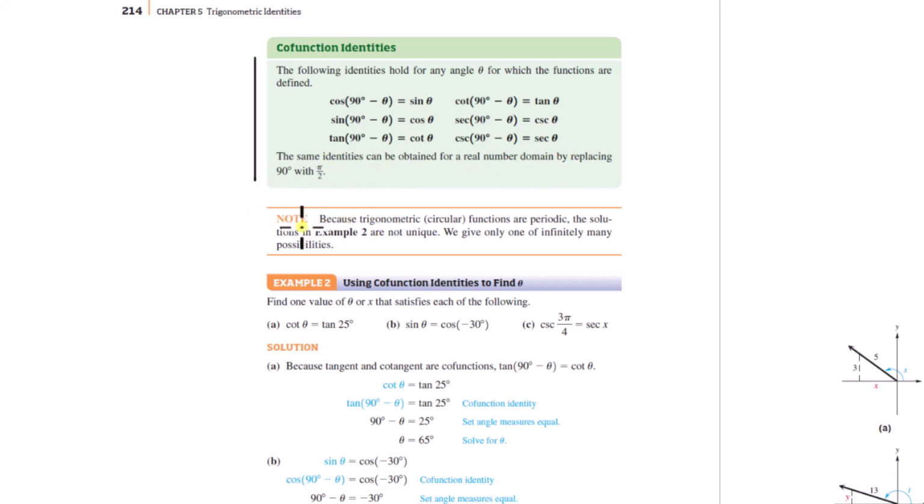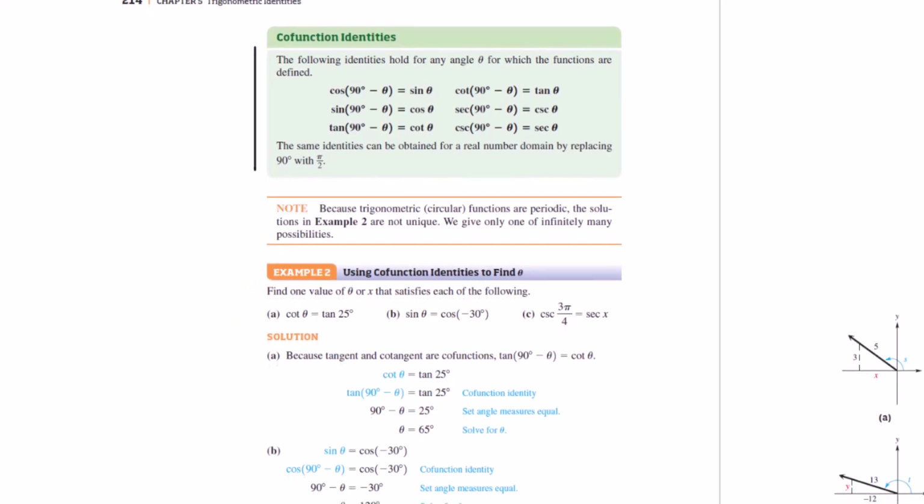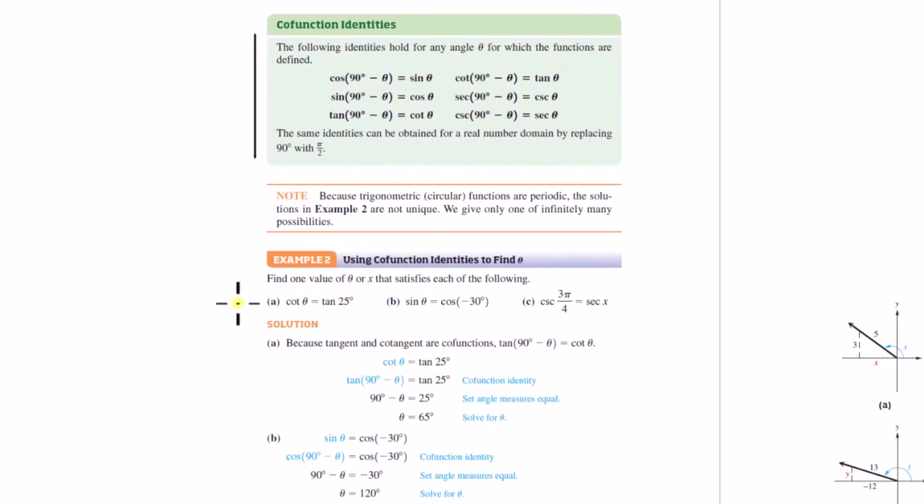All right. Note, because the trigonometric functions are periodic, the solutions in example 2 are not unique. We give only one of infinitely many possibilities. So yeah, they're talking about this example here. And we talked about this when we worked cofunction problems in chapter 2.